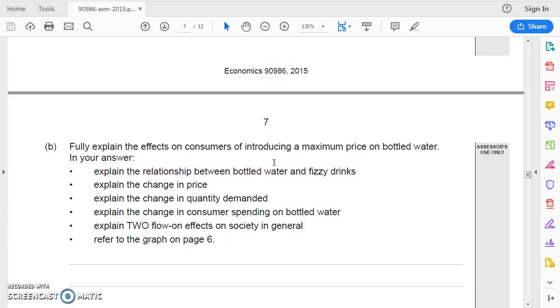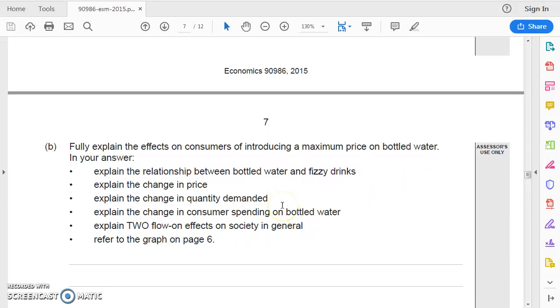So we're looking for you to say, oh, they're substitutes, and the idea of why they can be substitutes, because people, if they're thirsty, would drink bottled water or fizzy drinks. They can be used in place of each other. And the change in price in this case, actually, this is the idea that it's a maximum price. So normally when you have a shortage, the price would be bid up, but this can't happen in this market because it's a legal price set by the government, and so that must be the maximum that consumers will pay. It could go down, but it can't go up.